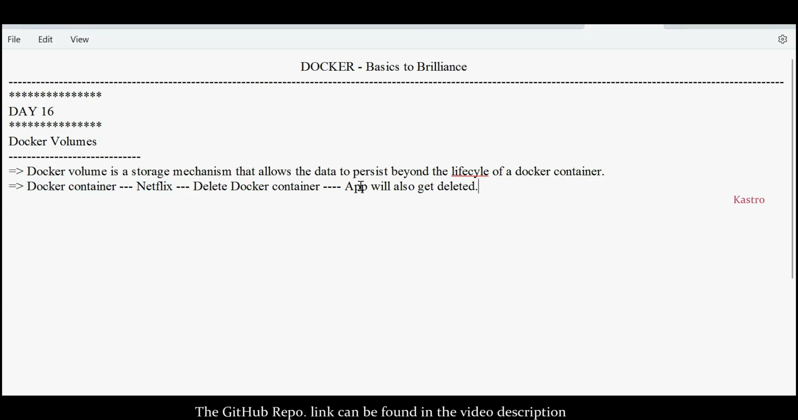But we don't want it this way. Let's say I will delete the Docker container, but I don't want the data inside the container to get deleted. I want to store this data, or I want to persist this data. So how will you persist the data that is available inside a Docker container? If you want to store the data that is available inside a Docker container, we are going to use a concept which is known as Docker volumes.